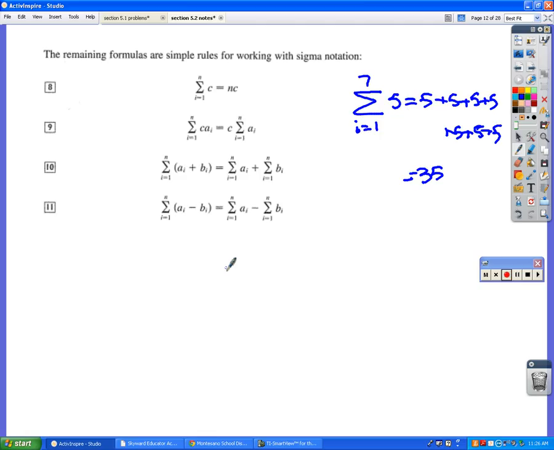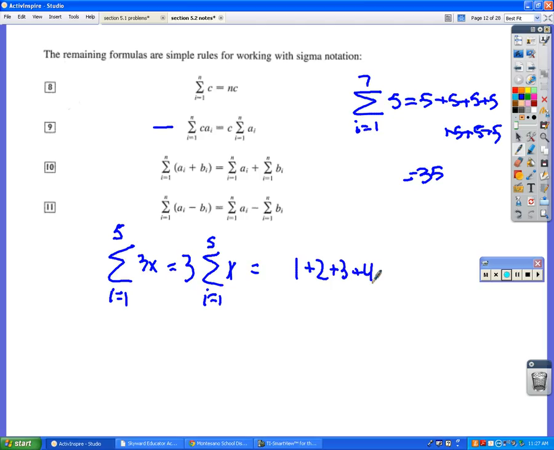This is saying if you have a formula, let's say you want to start from the first one and go to the 5th one, and your formula is 3 times x. Instead of plugging in 1 and then 2 and then 3 and then 4 and then 5 into this, you can take the constant out and just add up, this is x, so add up 1 plus 2 plus 3 plus 4 plus 5, and then multiply that whole thing by 3.